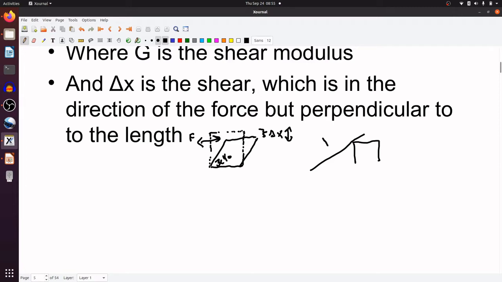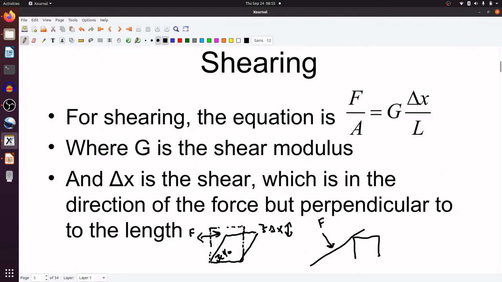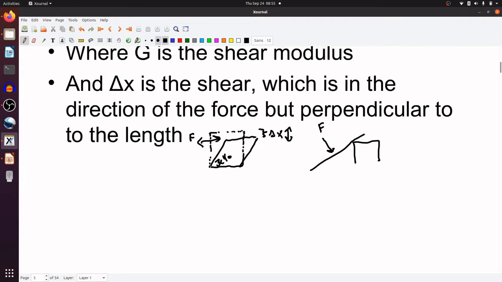If you press your force against that stick, that's going to be shear, because your force is then also perpendicular to your length. And so that's the key part of shearing. The setup is the same, except that we have G, which is your shear modulus. And as I said, delta X is the deformation that's perpendicular to your length. Other than that, it's the exact same equation.